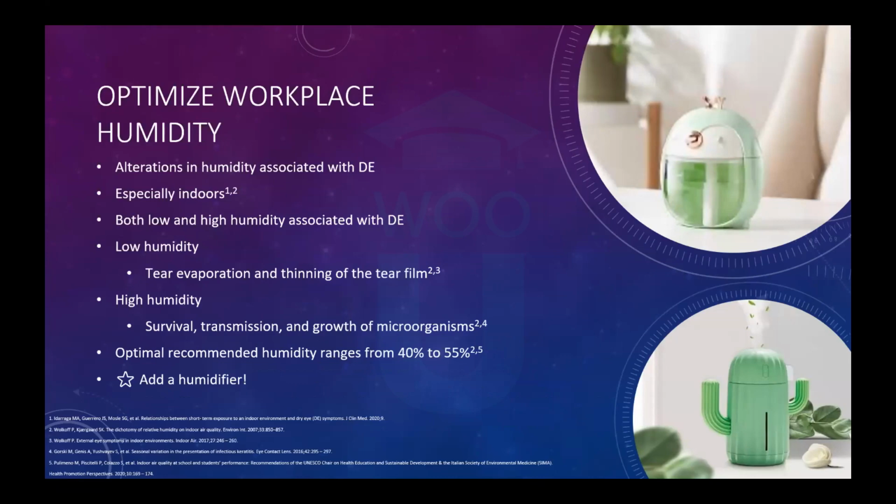But this is a study that looked at alterations in humidity associated with dry eye disease, and especially indoors. So many of my patients have been inside for like a year and a half, or longer, right? It's absolutely crazy. And in these studies, both low and high humidity was associated with dry eye disease, and for different reasons. In the low humidity group, it was tear evaporation and thinning of the tear film, and in the high humidity group, it was the growth of microorganisms, which is a little bit scary, right? In this time of COVID as well.